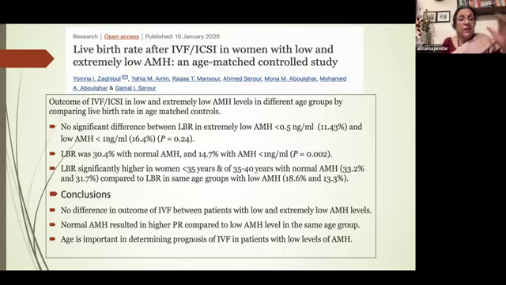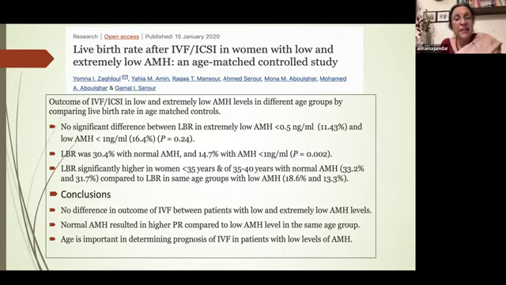Live birth rate was 30.4 with normal AMH and 14.7 with AMH less than 1 nanogram with a significant p-value. So if AMH was normal, the live birth rate was like 30, but if AMH was low, then it was 14. It was half of it with a significant p-value. So if we look at normal and low, there is a difference. But if it is extremely low or low, in age-matched controls, there is no difference. 40 for 40 and 30 for 30.